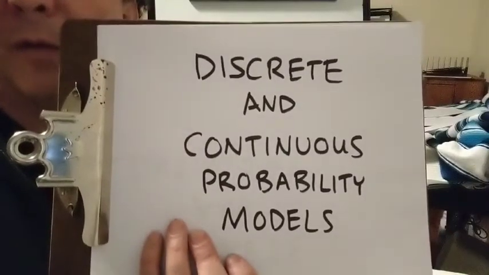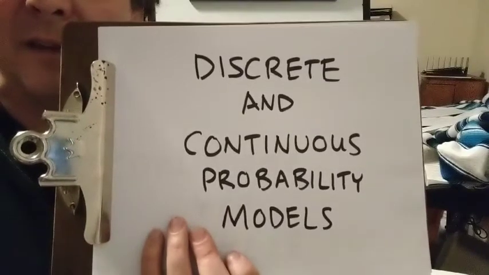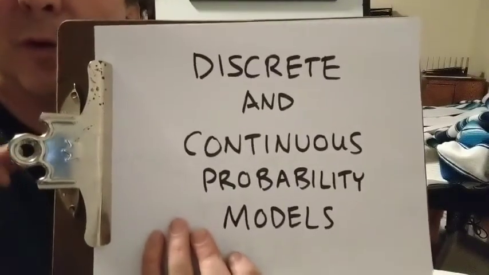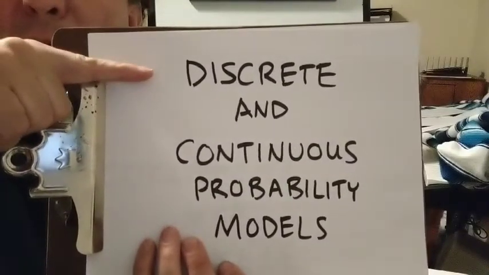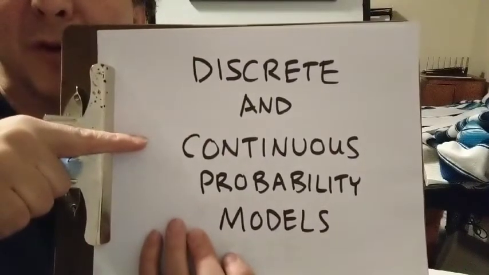In the last video we talked about subsets and regions in the plane. Now let's see how we apply those ideas to probability. If we use subsets to define probability, that's called doing discrete probability. And if we use regions in the plane, that's called continuous probability.